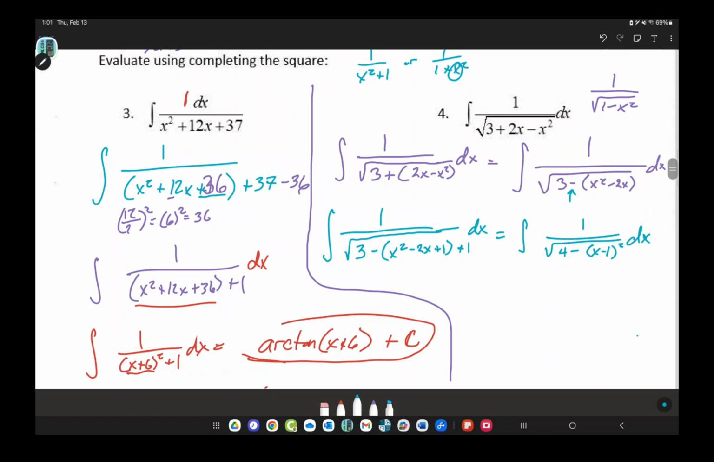Questions up to this point? With the 4, 3 plus 1. Now, I don't want 4, do I? So what do I need to do? Factor it out. So I'm going to factor out the 4 from under the square root. So 1 over the square root of 4, integral of 1 over the square root of 1 minus (x minus 1) squared over 4.